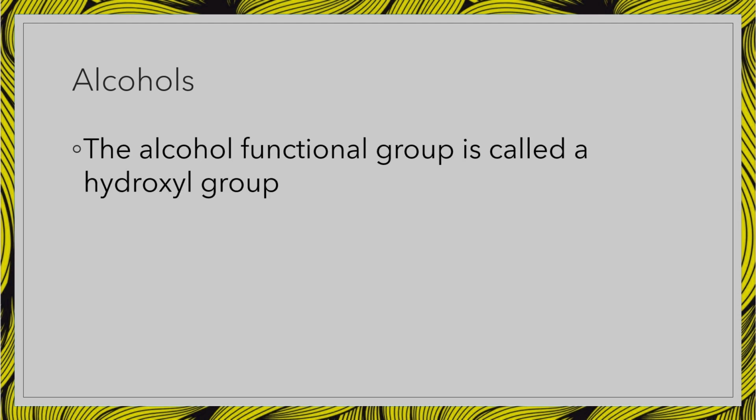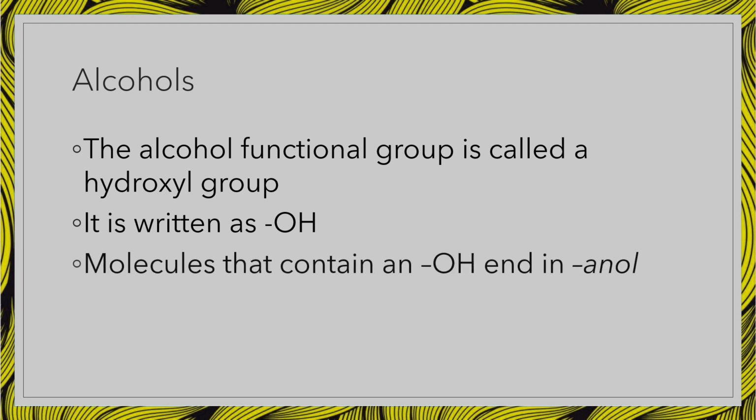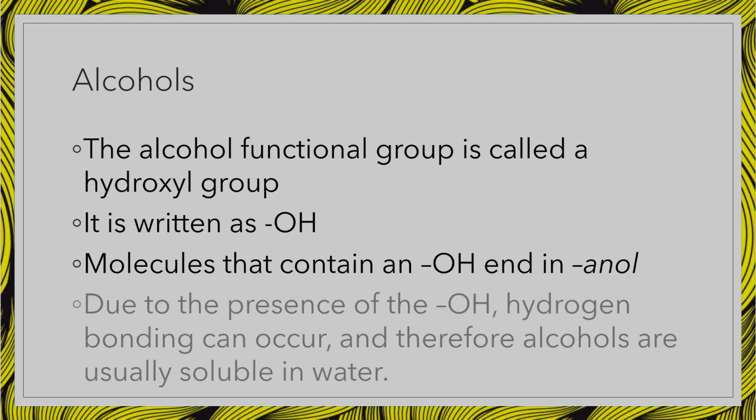Now, what's an alcohol? It's what we call a hydroxyl group. It's literally just an OH that's bonded to the end of, or anywhere within, our molecule. Molecules that contain that OH group end in -nol, so ethanol, methanol, propanol, butanol. Now, the chemical property is that whenever we have an OH present, we can get hydrogen bonding occurring, and therefore the alcohols are usually soluble in water.